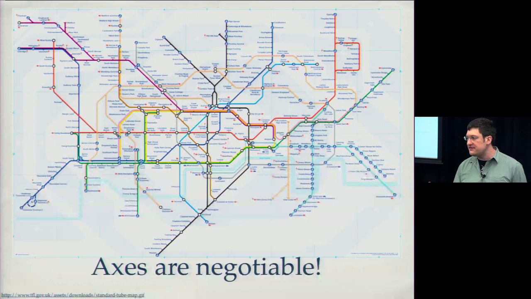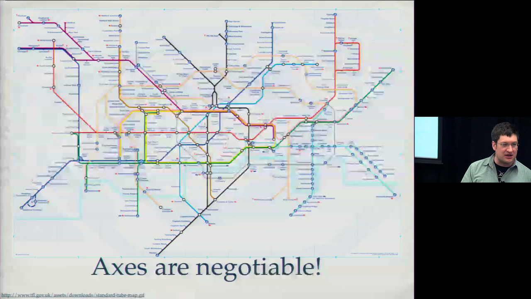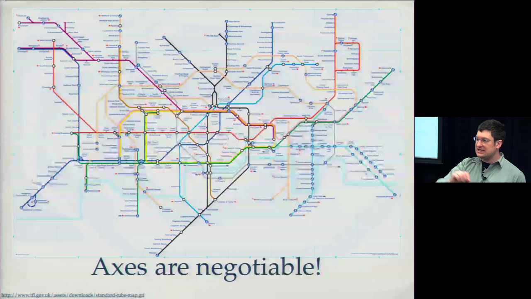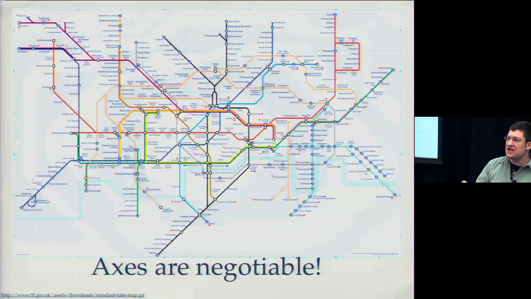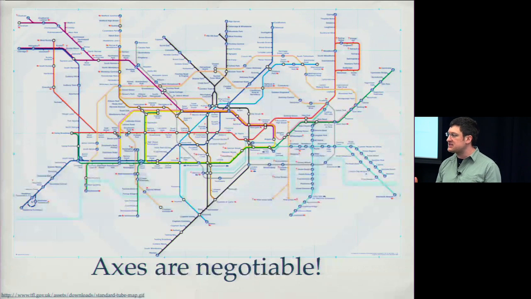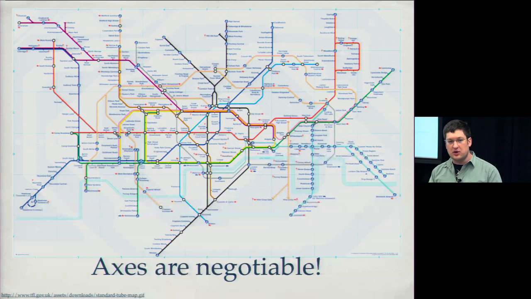And the power, the innovation of this map in the 20s, 30s, I'm embarrassed, I don't know this. Harry Beck's innovation: he was an electrical engineer and was used to laying things out on circuit boards in straight lines and 90 and 45 degree angles. That abstraction he brought to the map was very powerful because it led to a cleaner, easier to understand map, better suited to the goal of navigating the subway system, which is a different goal than navigating London. So, the point is, axes are negotiable.